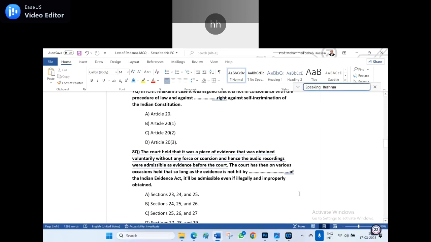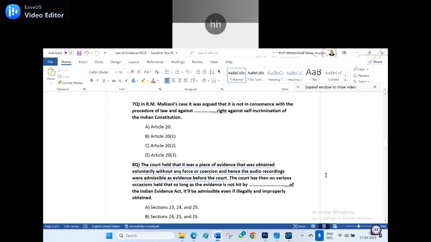The court held that it was a piece of evidence that was obtained voluntarily without any force or coercion, and hence the audio recording was admissible as evidence before the court. The court has then on various occasions held that so long as the evidence is not hit by dash of the Indian Evidence Act, it will be admissible even if illegally and improperly obtained. It means the doctrine of fruit of the poisonous tree, that the poisoned fruit can be used here.